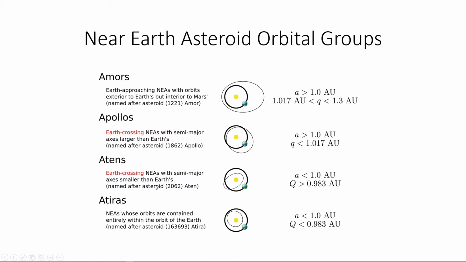Atens are Earth-crossing NEAs with a semi-major axis smaller than Earth's. You can see that the orbit's tinier, the major axis is flatter. These are named after an asteroid called Aten 2062. Now, the funny thing about these numbers is that the lower the number, the older the discovery. These are numbered and named rocks, and they have families or groups that we can identify.